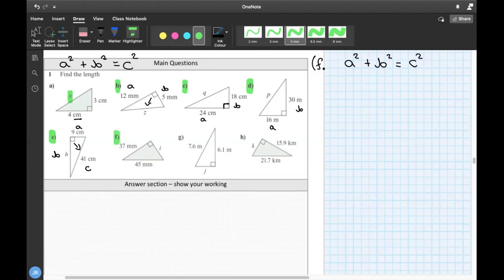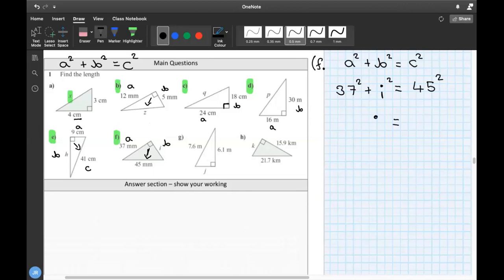So we now have a look at F. Right, first thing I want to do is identify my hypotenuse, the longest side. It's going to be opposite the right angle. So in this example, my c squared is going to be 45. That's my hypotenuse. Okay. A and B, it doesn't matter which way around you label them. That will be my A, I will be my B. So A was 37. And B in this example is the letter I. So I've just used that, I squared.